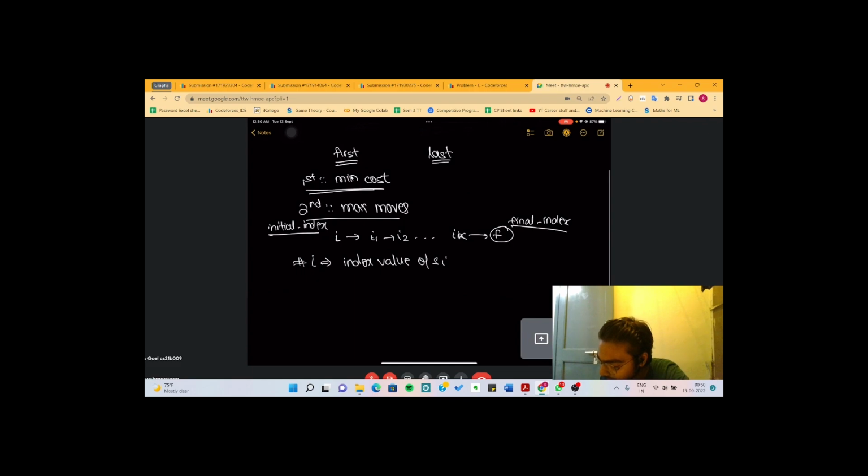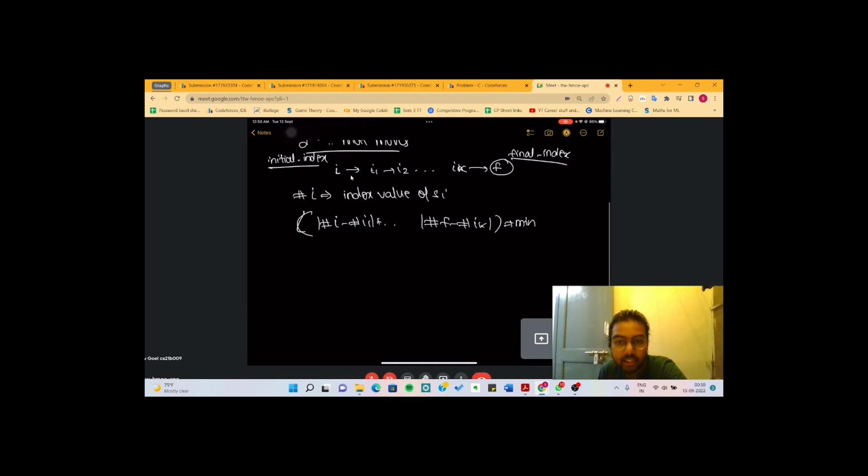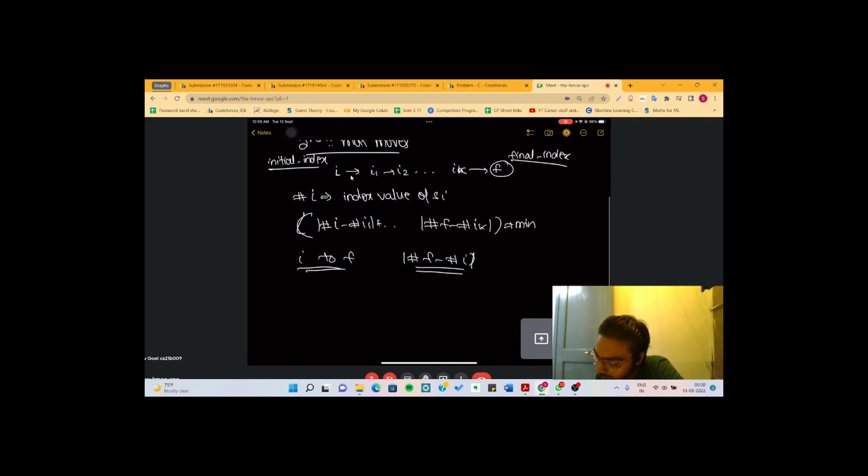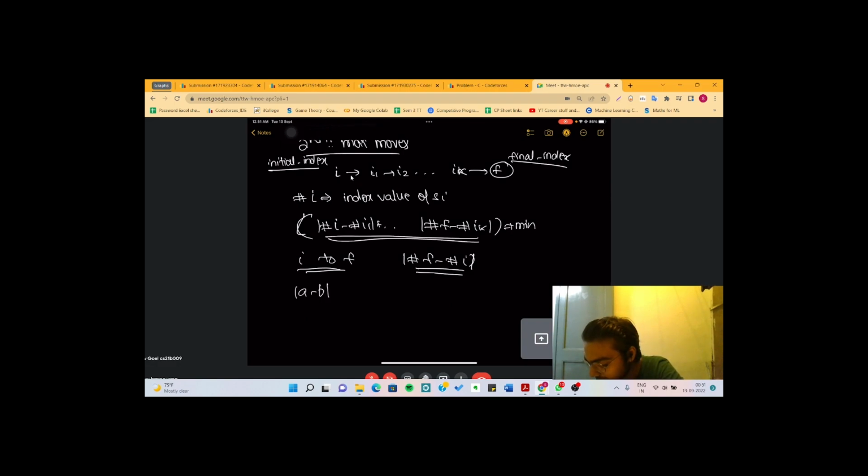So the cost will be mod of hash I minus hash I1 plus, and so on, up to hash of f minus hash of ik. Now I want this to be minimum. When will this be minimum? Let's first discuss the minimum case. If I move from I to f, my cost will be hash f minus hash I. And this path, if I just open the mod, we know a minus b mod is greater than or equal to a minus b. We know this mathematical formula.